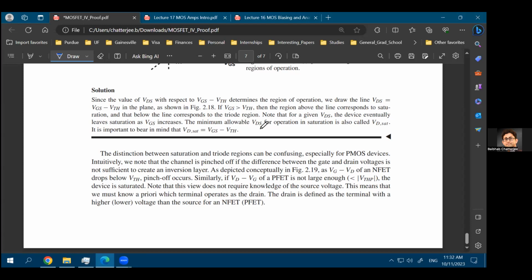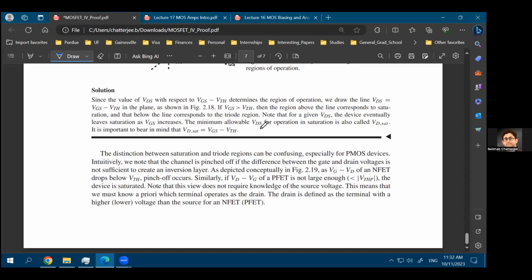But of course, R out will not be infinite. We will show the expected value of R out. In fact, even in the saturation region, R out will be 1 upon lambda ID. That will be the value of R out, and we'll prove that in the next class.